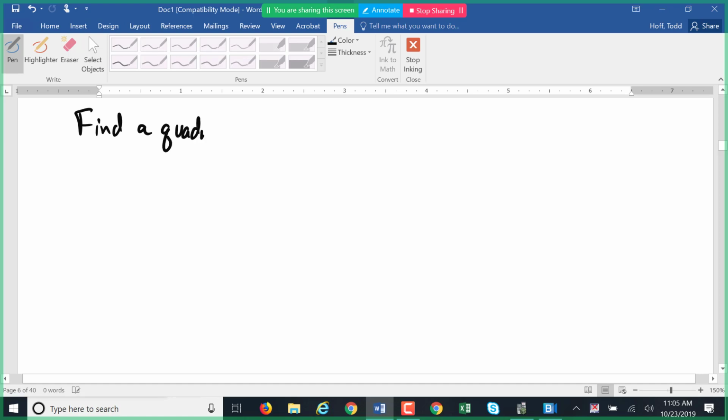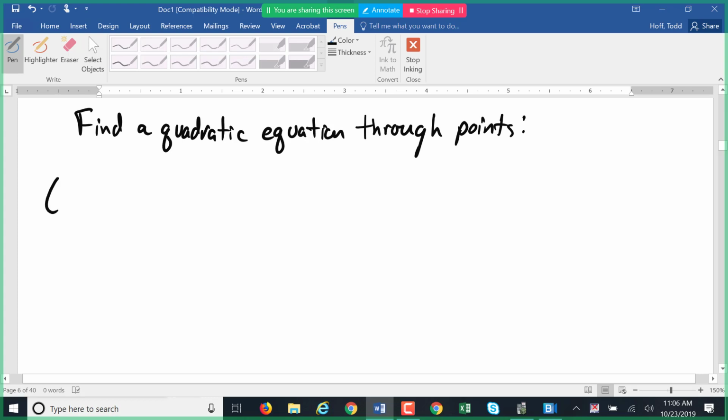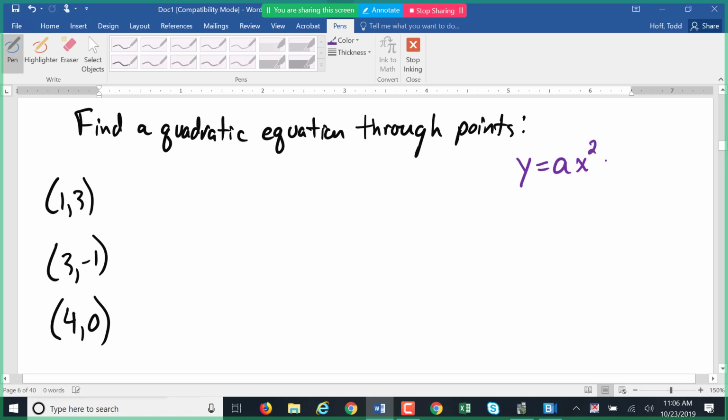Let's say we're asked to find a quadratic equation through the points. My first point is going to be 1, 3. My second point is going to be 3, -1. And my third point is going to be 4, 0. Now, a quadratic equation takes the form of y equals ax squared plus bx plus c.